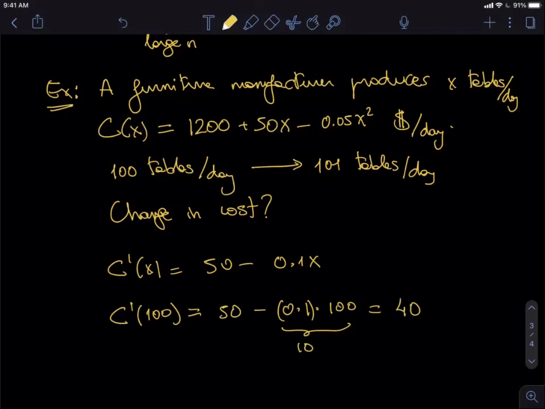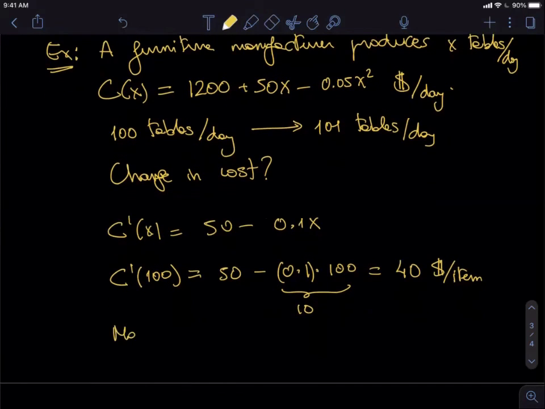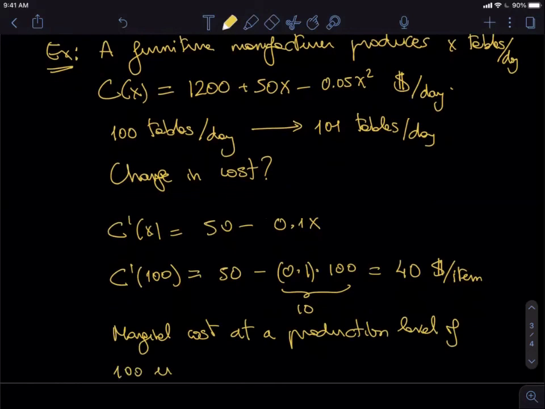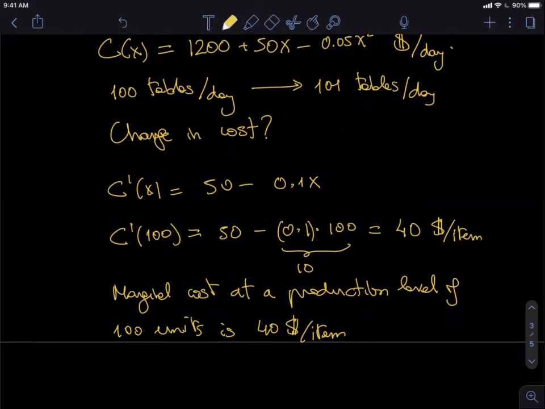By producing one more table, the cost would go up $40 per item. So what we are saying here is that the marginal cost at the production level of 100 units is $40 per item. Every item that we want to produce extra when we are producing already 100 is going to cost $40.